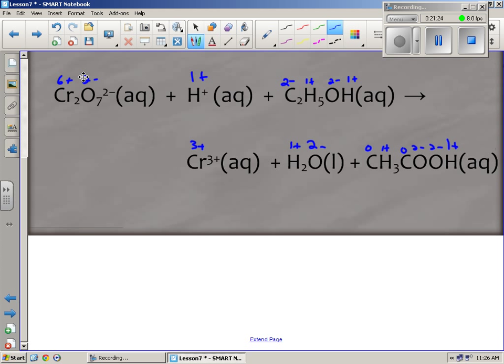All right? So what we're going to do tomorrow is this. I'm going to say, okay, look, chromium goes from a 6 plus to a 3 plus. Yes? So what's happening? It's being reduced, right? So that is being reduced, you could say. Therefore, this is your oxidizing agent. The entire thing, of course, is your oxidizing agent.